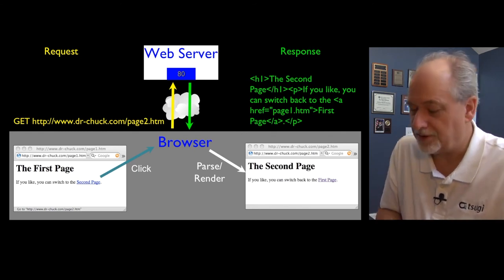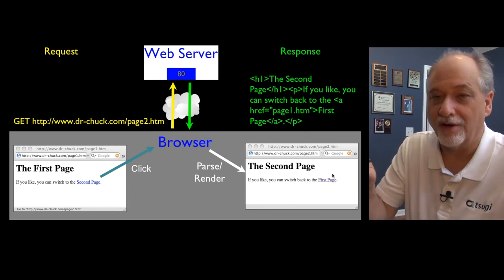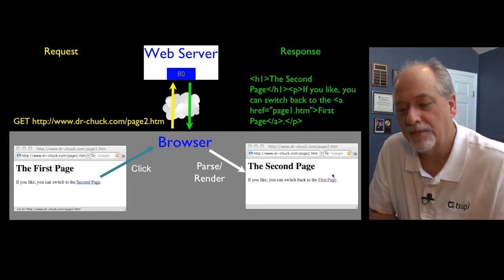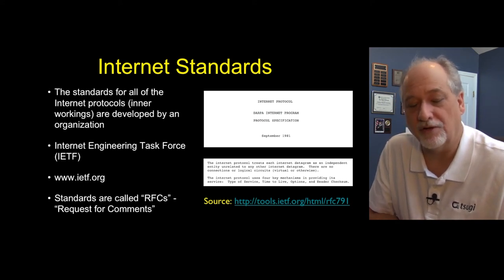And this web page happens to have a link back to the first page, and if you click there, it will do this over and over and over again. And that is the request response cycle. And that's governed by a series of internet standards.